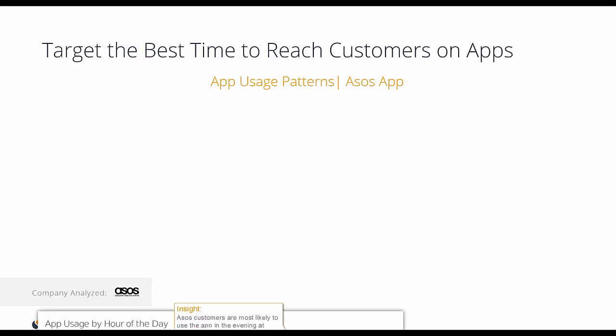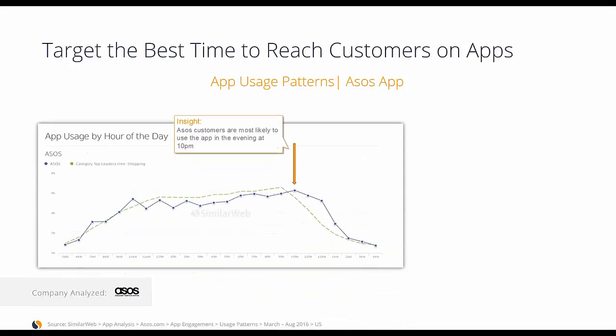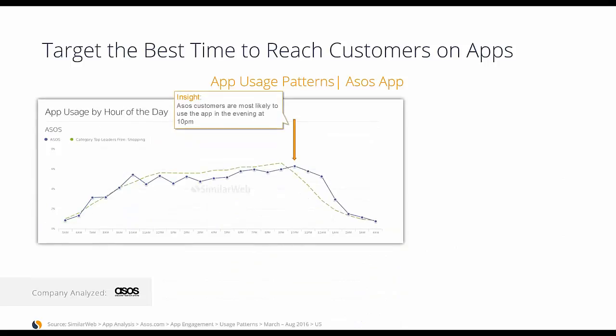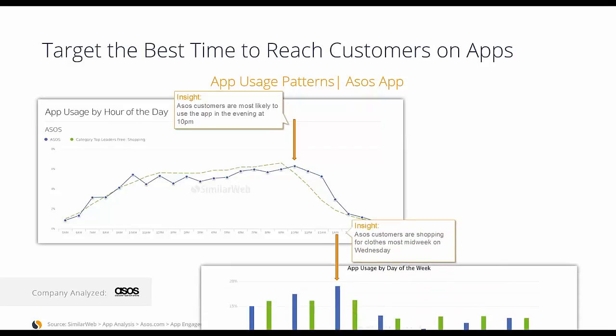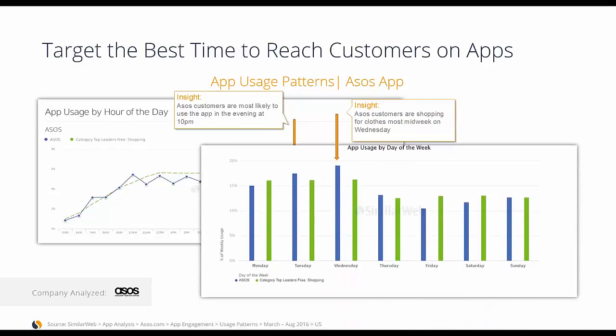The other thing you can do is pick the perfect time. We know when the screen time is happening. We can see here for the ASOS app that around 10 o'clock at night is the peak time that people are opening up the app. And we can even understand when the peak day is to run promotions.